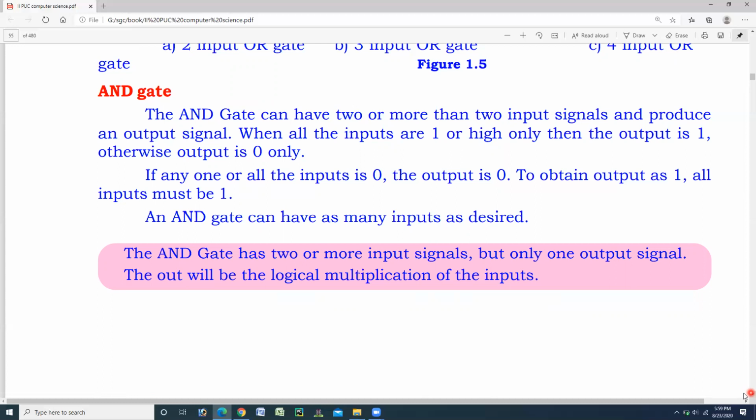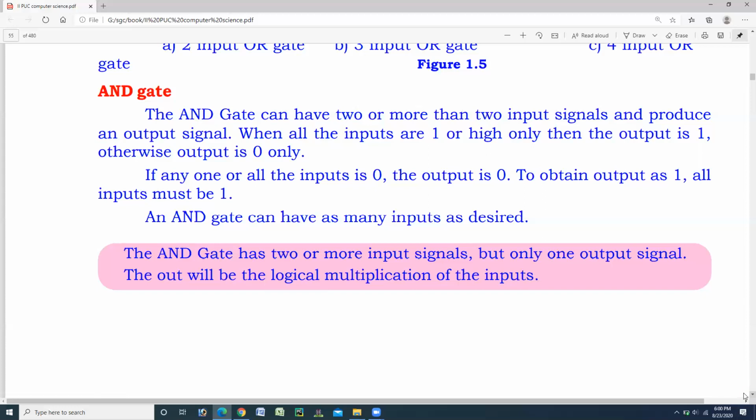It is exactly the reverse of that. If all the inputs are 0, the output is 0 in case of the OR gate, whereas in case of the AND gate, if all the inputs are 1, then only the output is 1. Because this AND gate performs the logical multiplication operation. If any one of the inputs is 0, then definitely the output is 0 because 0 multiplied with anything is 0. That's why this point is very important again. When all the inputs of this gate are 1, then only the output is 1, otherwise 0. So this is about the explanation.